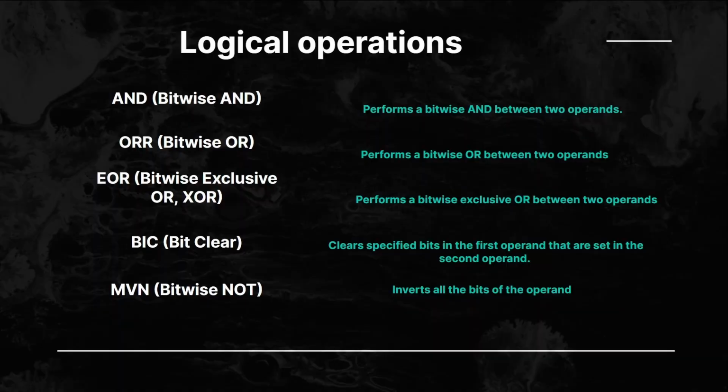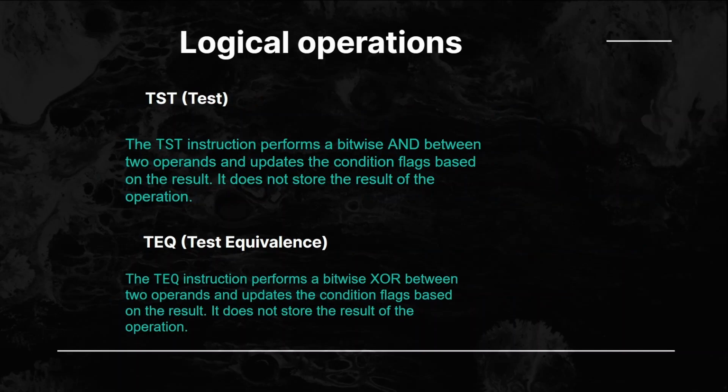In this video, we will be discussing logical operations. Logical operations in ARM assembly involve manipulating bits within the registers. These operations are crucial for tasks like bit masking, setting and clearing specific bits, and performing logical operations. Now, there are 5 operations that store the result into a destination register, while these 2 logical operations do not store the result into a destination register. Instead, they update the CPSR flags, which are the current program status register.